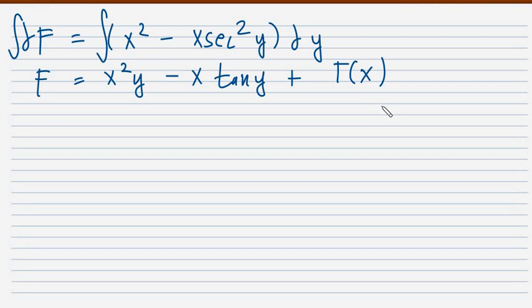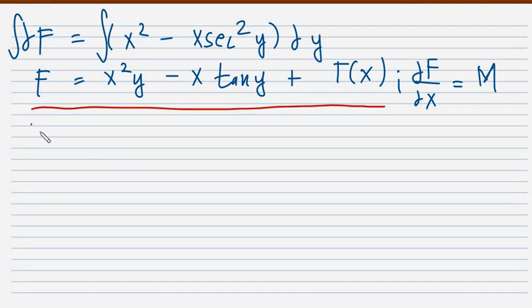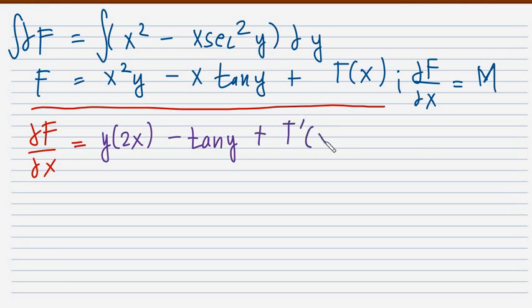So we will now proceed to the second part of the solution, wherein we will consider the partial derivative of f with respect to x, which is equal to m. From this equation, we will get the partial derivative with respect to x. Y is constant, the derivative of x squared is 2x, minus tangent y, that is constant, the derivative of x is 1, so plus t prime x.